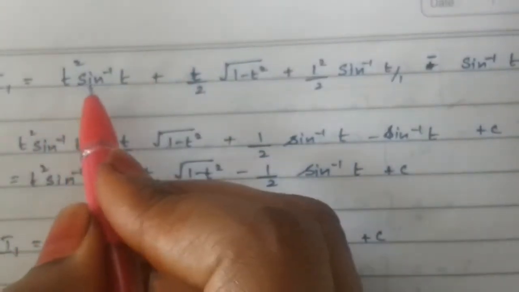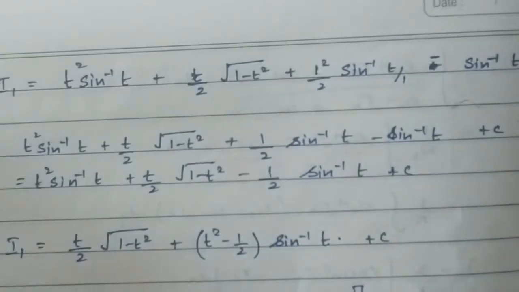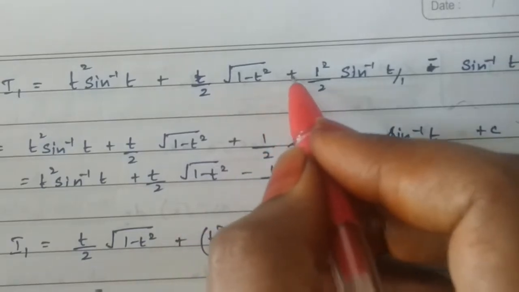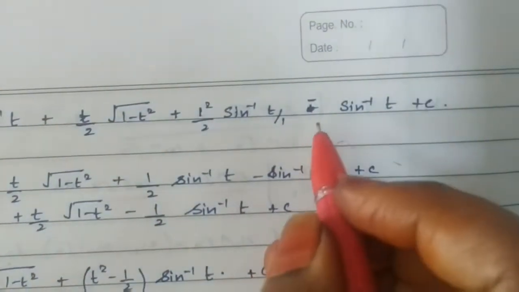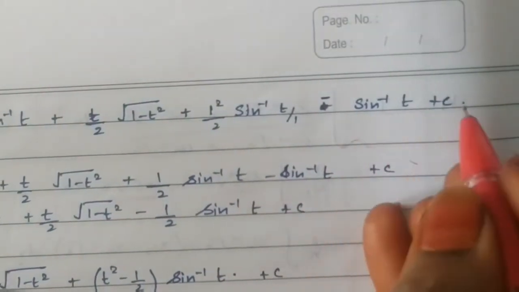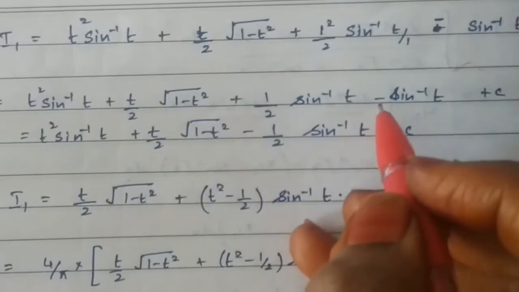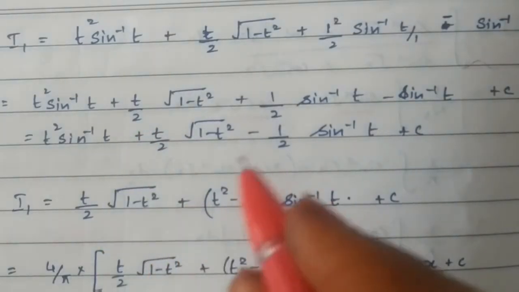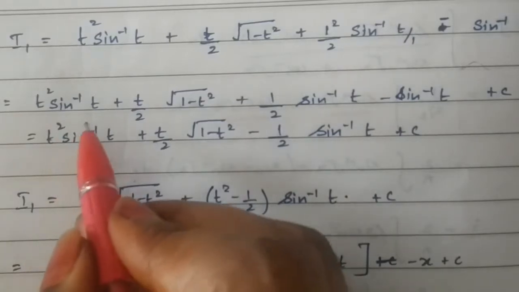So you will get t squared into sin inverse of t plus t by 2 into root of 1 minus t squared, that is x by 2 into root of a squared minus x squared plus a squared by 2 into sin inverse of x by a. The formula for the integral of dt divided by root of 1 minus t squared is nothing but sin inverse of t plus c. After that, simplify this and write. And one more thing, what is the value of t? At last you need to substitute the value of t to be x. So we have seen up to this step.